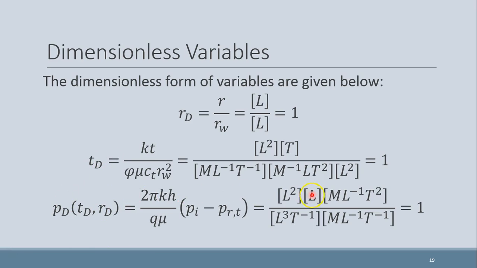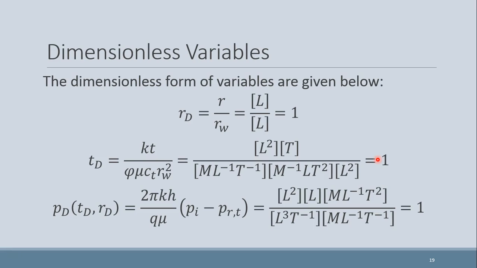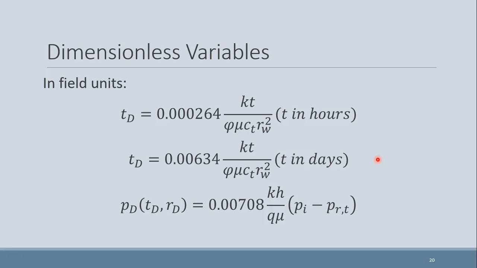We can check their dimensions, so they will all come out dimensionless, and how they are derived we have discussed in the dimensional analysis presentation, by applying the Buckingham Pi theorem on the radial diffusivity equation. Okay, so these were in SI units in the metric system, but we need them in field units as well. So this is how they look in field units.